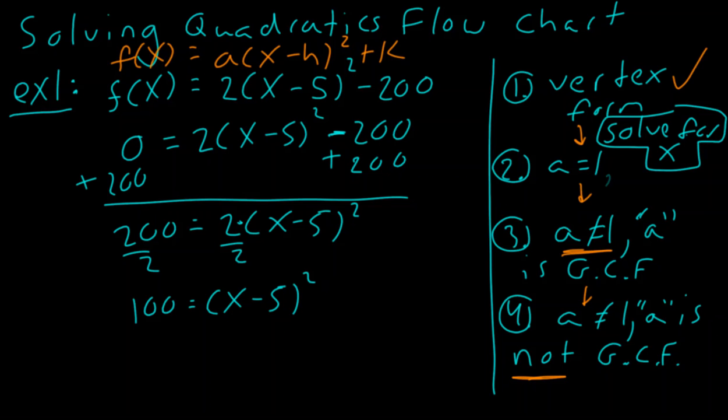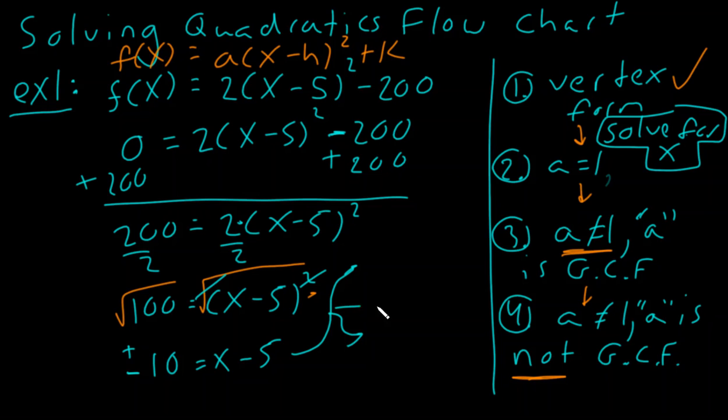And notice guys, in order to get rid of a square, we always do the opposite. Well, the inverse operation of a square is a square root. And you'll notice something here. The square root of 100 is 10, but that's actually not totally true. Remember, when we take square roots of numbers, there's actually a positive and a negative solution. So plus or minus 10 is equal to x minus 5 because the square root and the square cancel each other out.